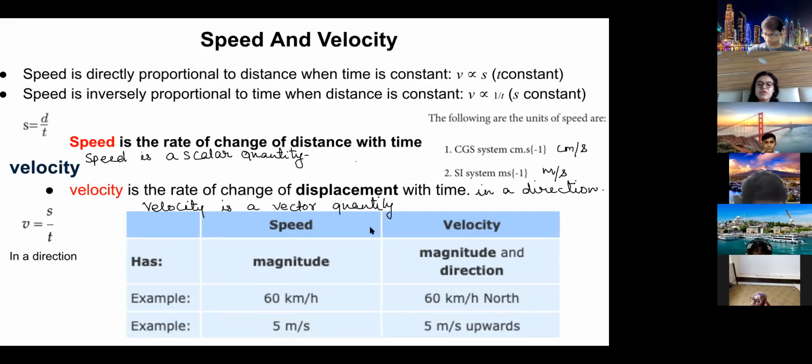The formula is also different. In one, it is displacement upon time, in the other, it is distance upon time. You know that distance and displacement can be different, depending on the situation. Don't write the example, just write the formula of speed and the formula of velocity. What is S? It is displacement. Here S is displacement, here D is distance. Okay, completed.